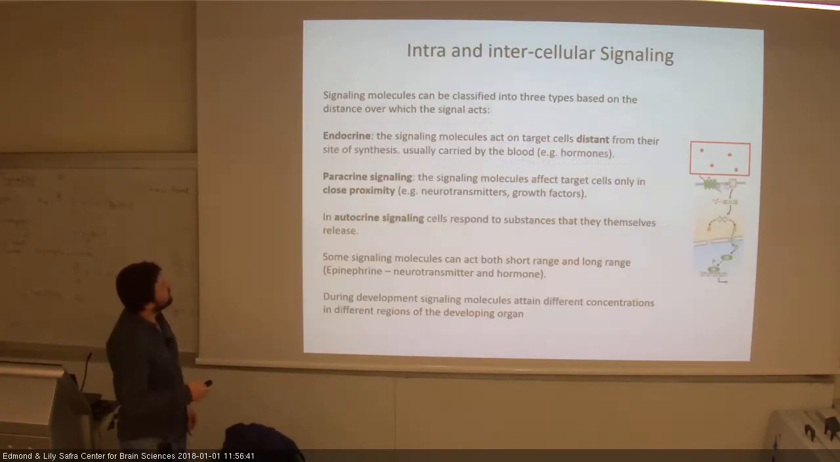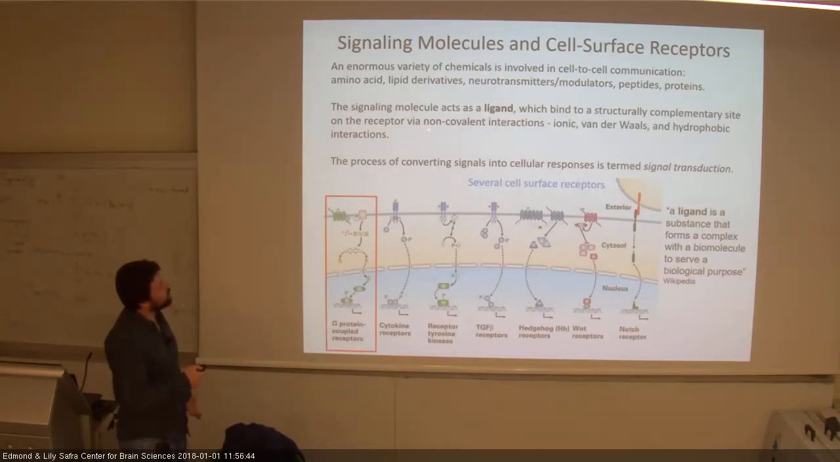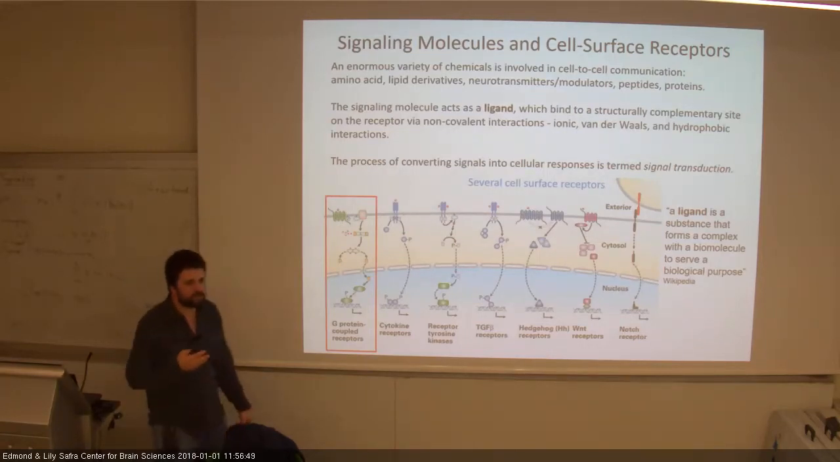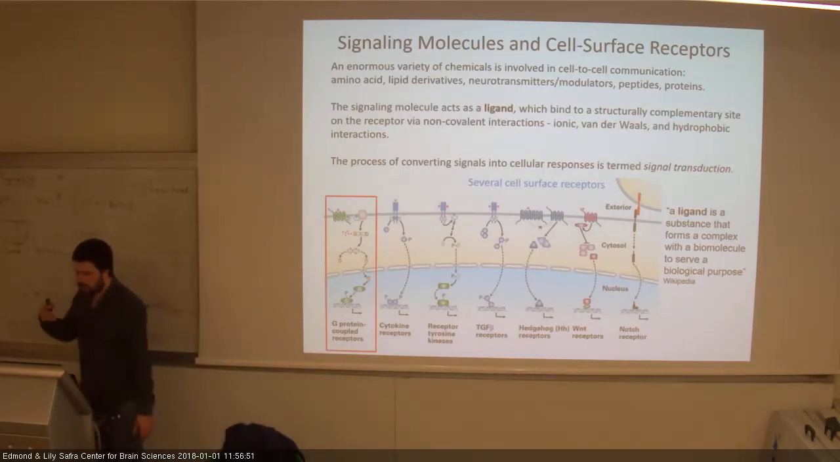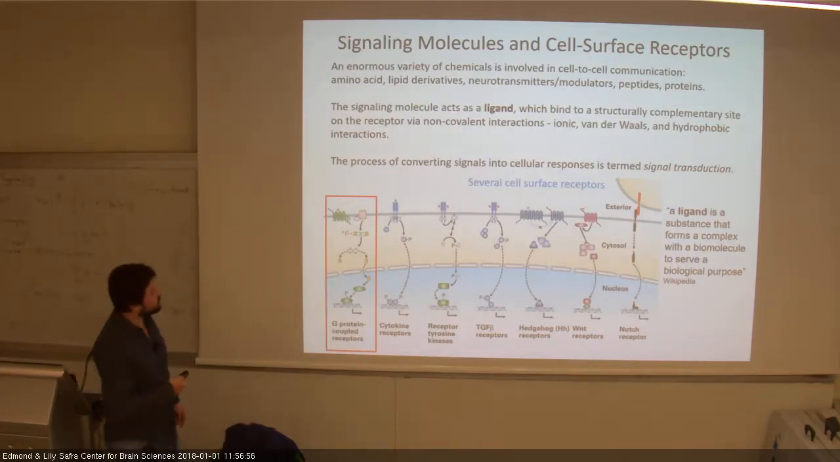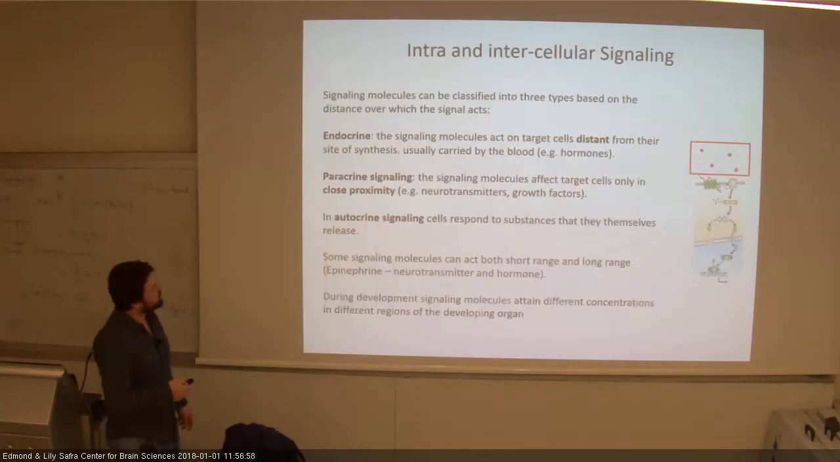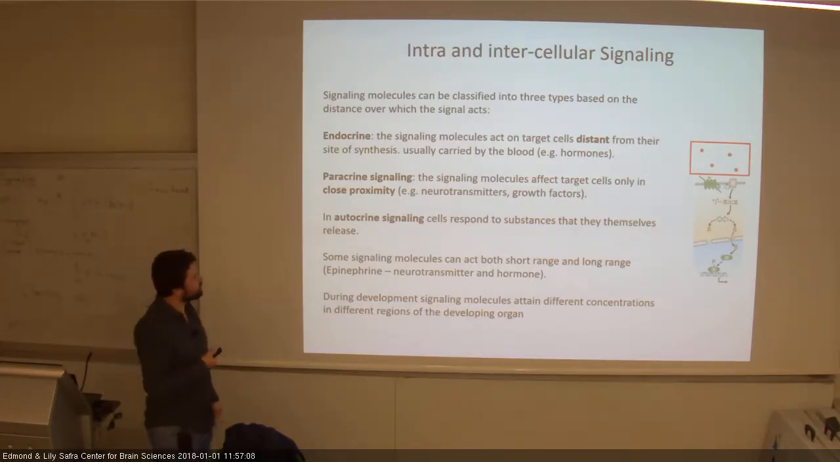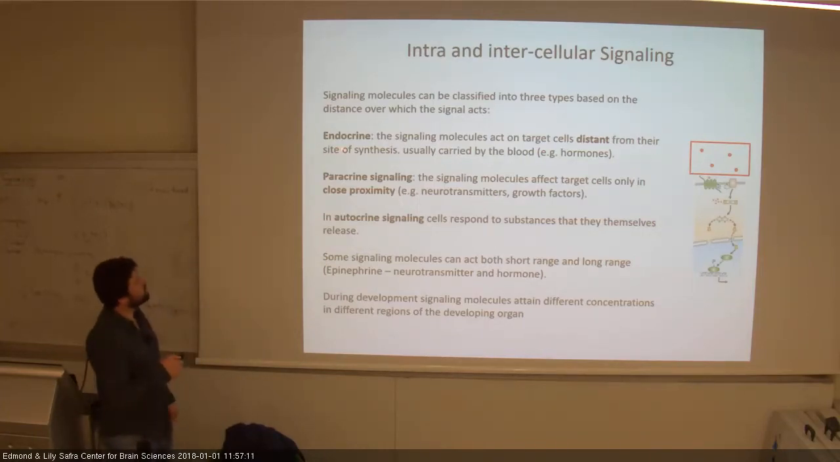There's an enormous variety of chemicals that can be involved in this communication, like amino acids, lipids, basically all the types of molecules that you know about can be involved in communication between cells. And at the level of the ligand, or how we define the molecules that the cells communicate through, we said that there are 3 different categories that we can divide these signaling molecules into.